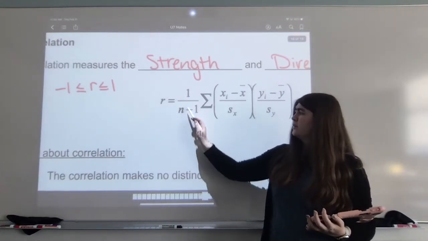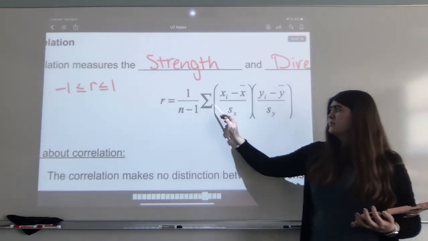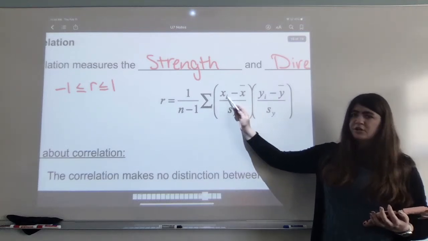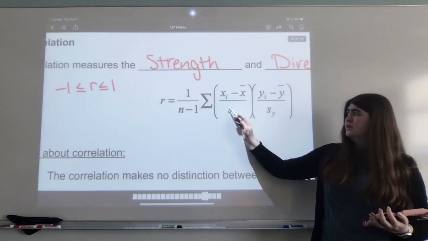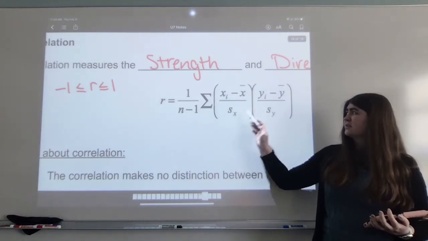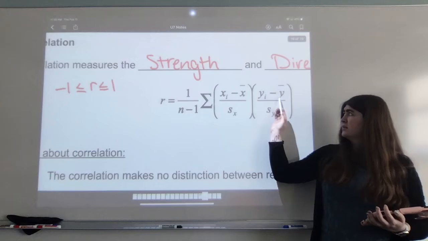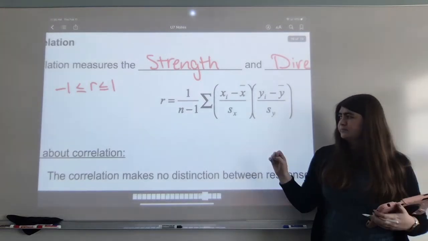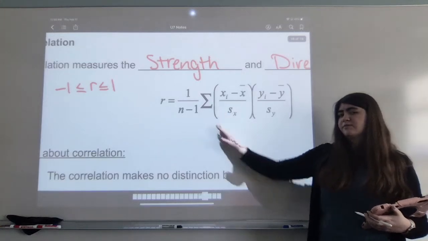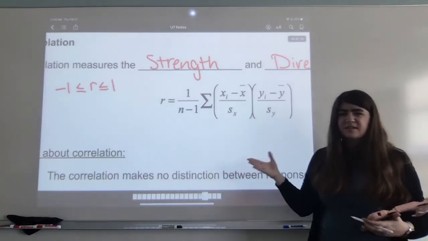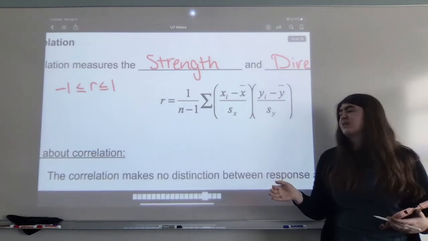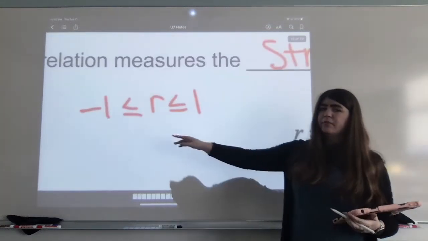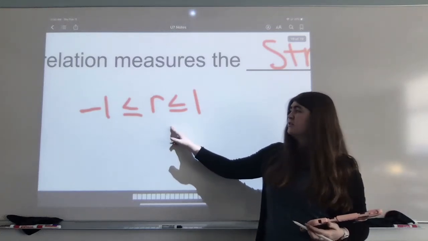r is equal to 1 divided by n minus 1 times the sum of x_i minus the mean of x, divided by the standard deviation of x, times y_i minus the mean of y, divided by the standard deviation of y. In this class, we're not going to be using this formula at all. It's just important that you see this is where correlation is coming from. What's more important is this scale here. We have -1 ≤ r ≤ 1.